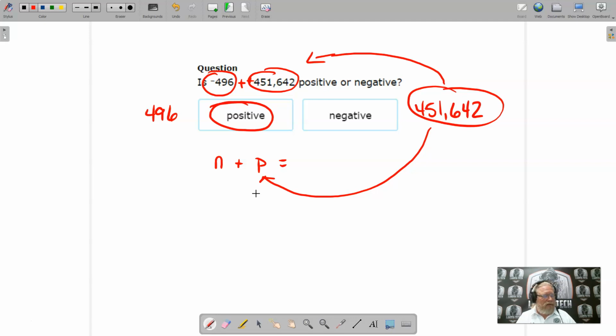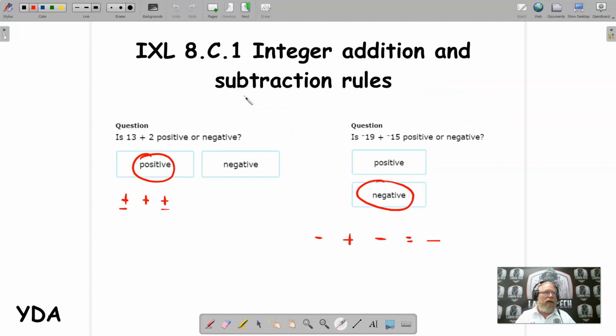All right. So those are all of my examples for IXL 8.C.1, integer addition and subtraction rules. Good luck with your activity.